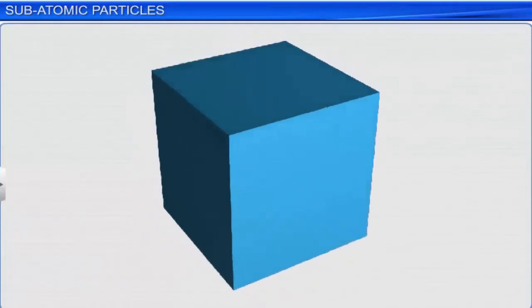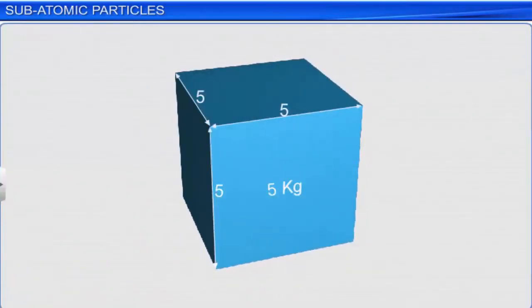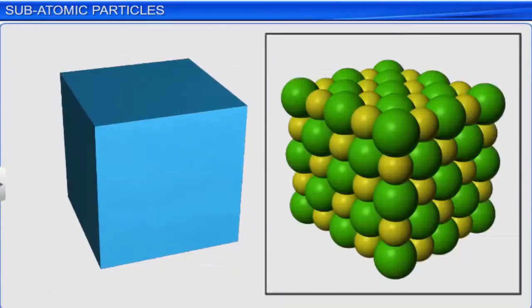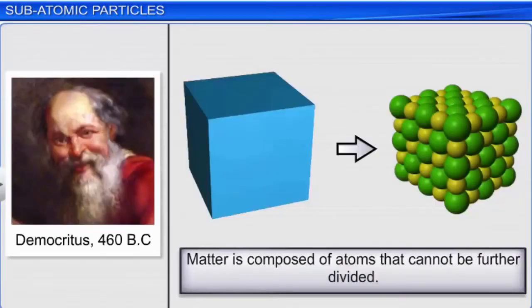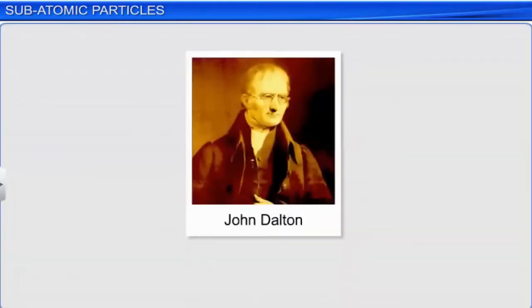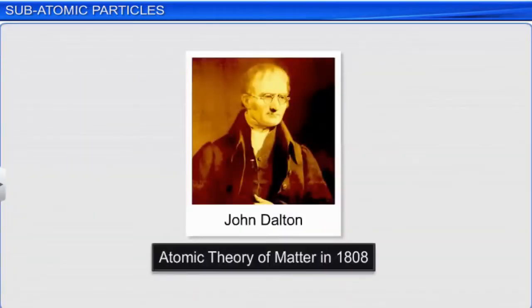Any substance that has mass and occupies space is called matter. It is made up of small particles called atoms that cannot be further divided. This idea was first proposed by the Greek philosopher Democritus back in 460 BC. However, due to the lack of scientific evidence, Democritus's ideas were considered mere speculations and ignored for 2000 years until John Dalton proposed the atomic theory of matter in 1808.